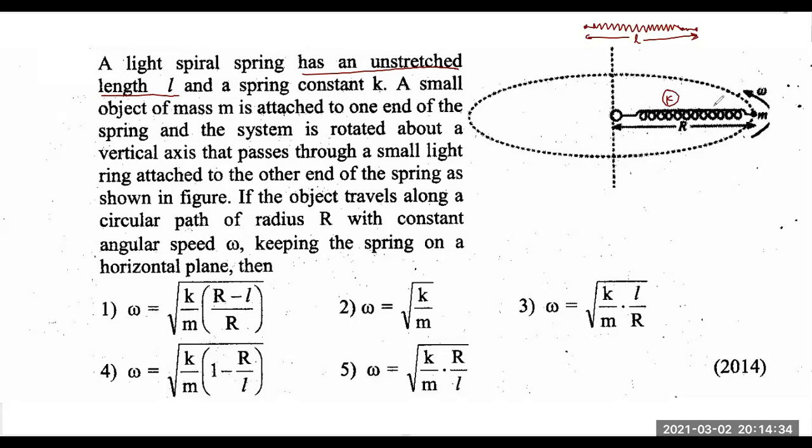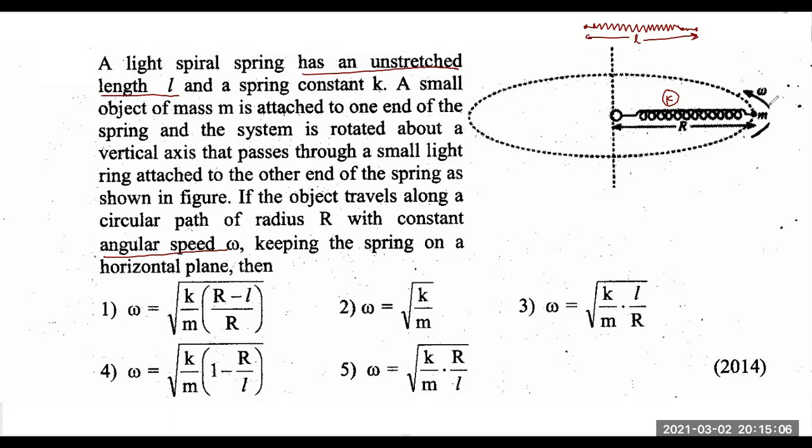A small object of mass M is attached to one end of the spring, and the system is rotated about a vertical axis that passes through a small light ring attached to the other end of the spring, as shown in the figure. So it is rotating like this. If the object travels along a circular path of radius capital R with constant angular speed omega, keeping the spring on a horizontal plane, so horizontal circular motion, then we are supposed to find the equation for omega.